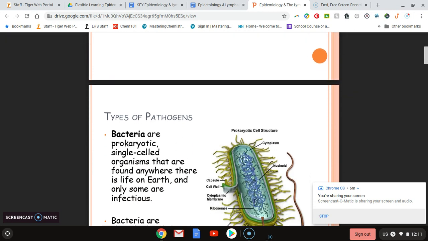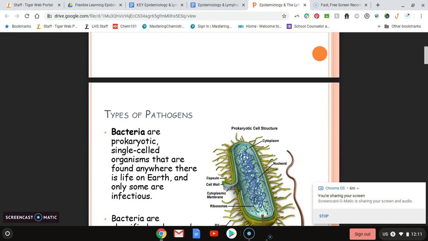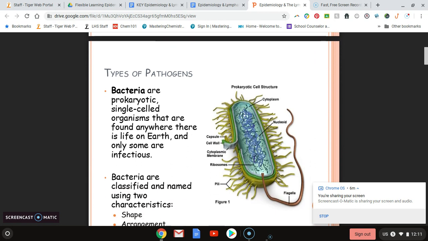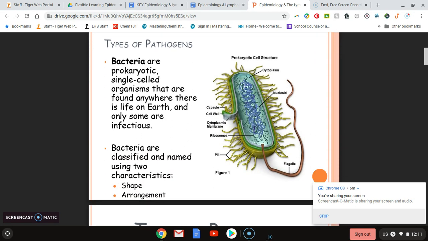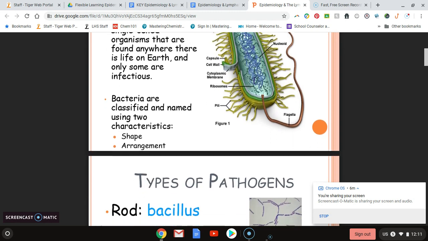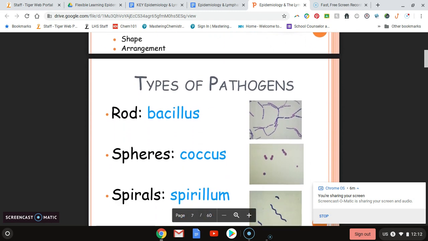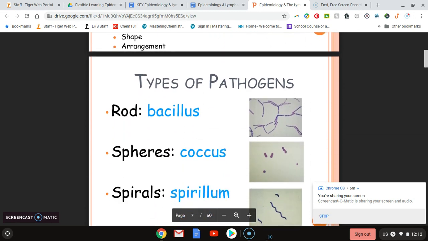All right, types of pathogens. This is what we did on our web quest. Bacteria are considered to be prokaryotic. They're classified based on their shape and their arrangement. So the shapes: rod-shaped, they're called bacillus, bacilli being plural. If they're round or spherical shaped, they're called coccus, cocci being plural. And if they're spiral shaped, they're called spirilla.